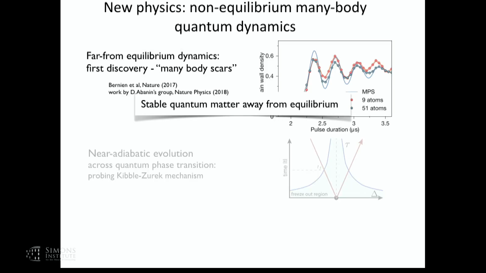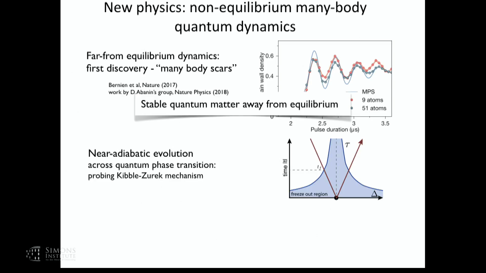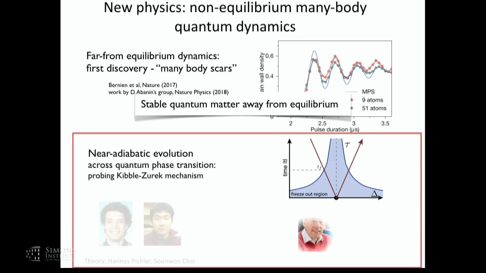What instead I would like to focus on is a more recent study which focuses on near adiabatic evolution. Here we'll cross a phase transition at a given speed, and we'll vary the speed, and we'll see how many defects we create depending on the speed. This allows us to probe the so-called quantum critical regime, and in particular we do it using the so-called Kibble-Zurek mechanism. This is work involving both theory and experiment, a collaboration with Peter Zoller and Subir Sachdev's group. Okay, so let me say a few words about the Kibble-Zurek mechanism.